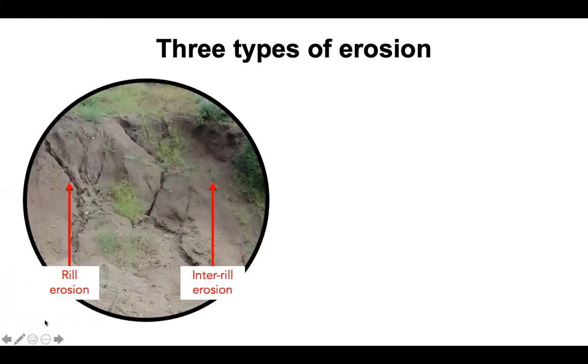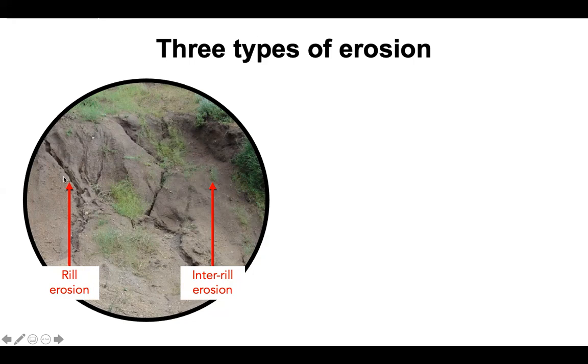So the first type of erosion is called rill erosion. Rill erosion is these small valleys that form. The water droplets start to come together and they flow downhill, and they form these channels that we call rills, and that's rill erosion. In between rills is called inter-rill erosion, where the water just kind of flows over it.